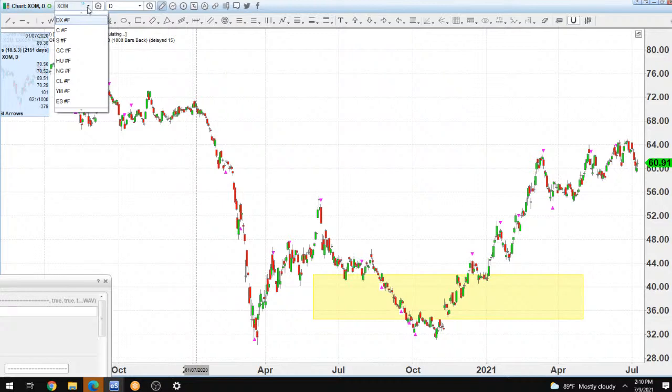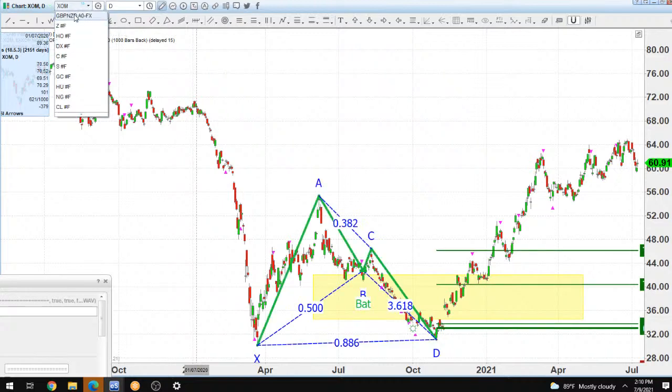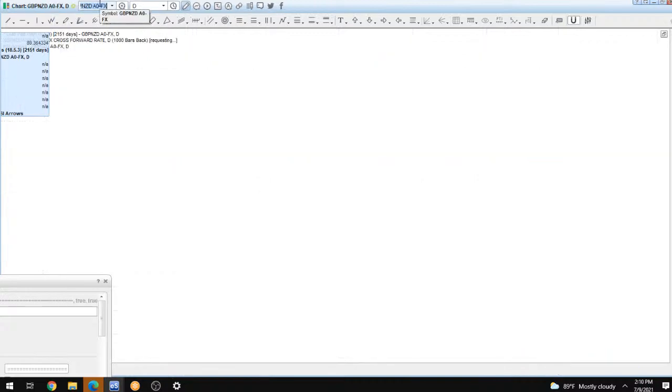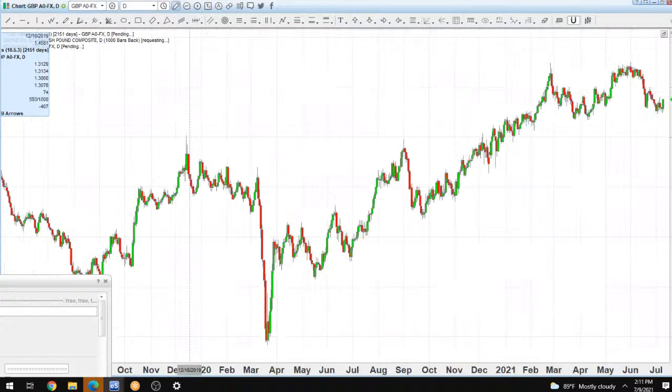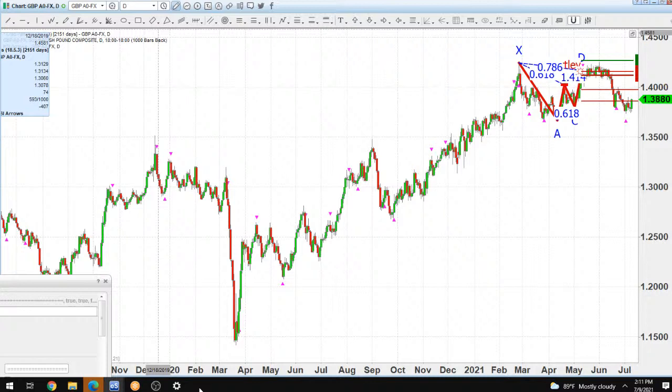Oh, you wanted to look at British pound. That was the thing before I clear out. Here's British pound. British pound on the daily. What did you say that was? Was that daily or weekly?